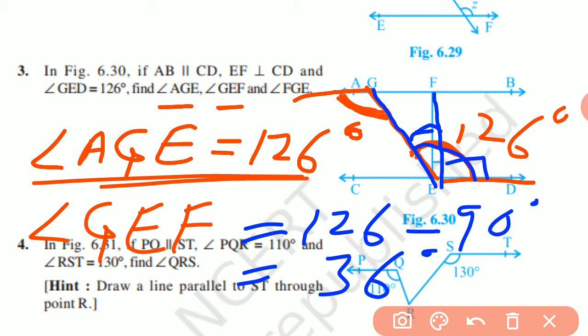And third, find angle FGE. Where is FGE? Angle FGE.